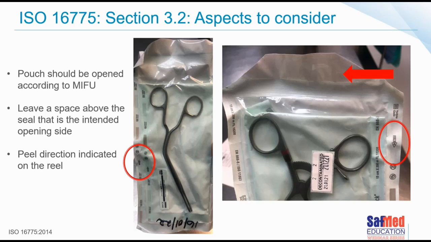If you don't open using the correct peel direction, you will end up with additional material. What happens is that the fibers delaminate and you end up with those fibers on your devices. That's why there is a peel direction, so that you know which way to do it. You don't want to contaminate your devices with these fibers.